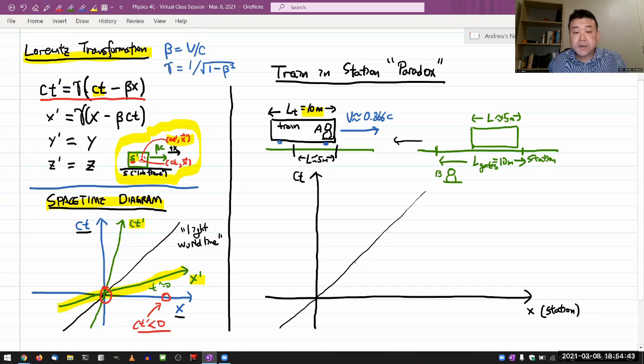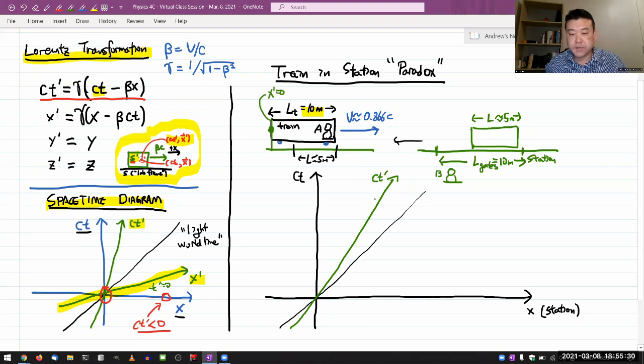So my ct prime axis, I can define my coordinate axis so that it matches up with one of the ends of the train. The back of the train, let me make that match up with x prime equals 0. That'll make the world line of the back of the train match up with the ct prime axis that I need to draw. I'm not quite drawing it to scale, because v equals 0.866 is a rather extreme value, but this should be close to ct prime.